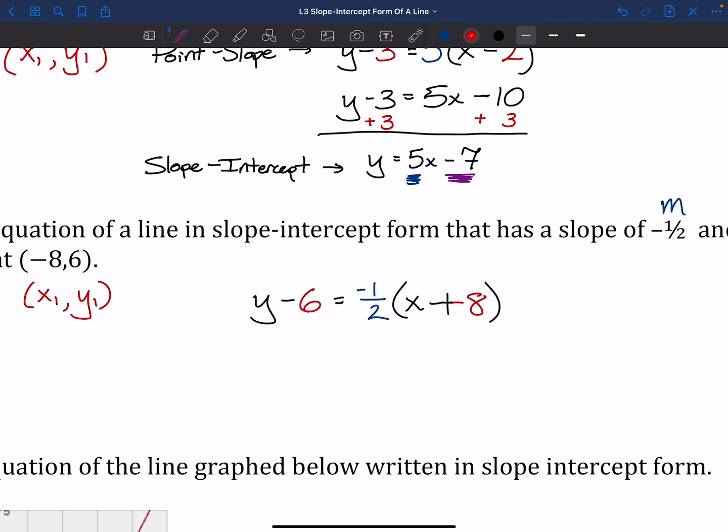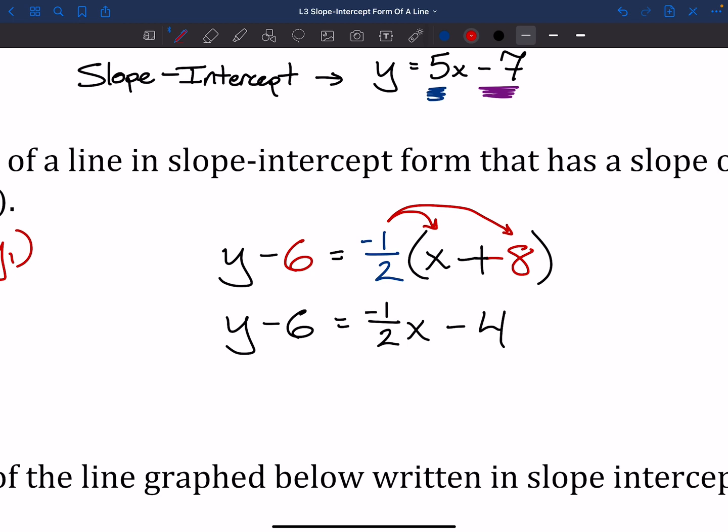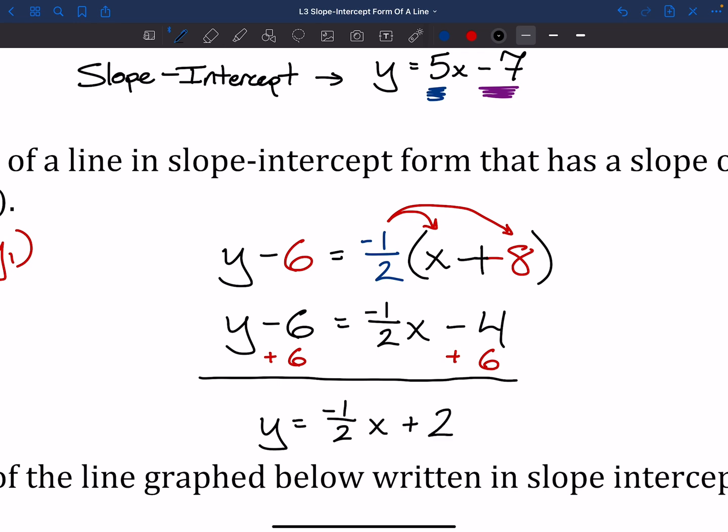We're going to go the same way. First things first, I'm going to distribute our slope into the parentheses. I'm going to take that -1/2 and multiply it in there. So we're going to get y minus 6. -1/2 times x is just -1/2 x. -1/2 times +8 is -4, just like it was last time we ran into it. Then our last step is to just get the y by itself, so I'm going to add 6 on this side and add 6 on the other side to make things nice and even. And y is going to be equal to -1/2 x plus 2.